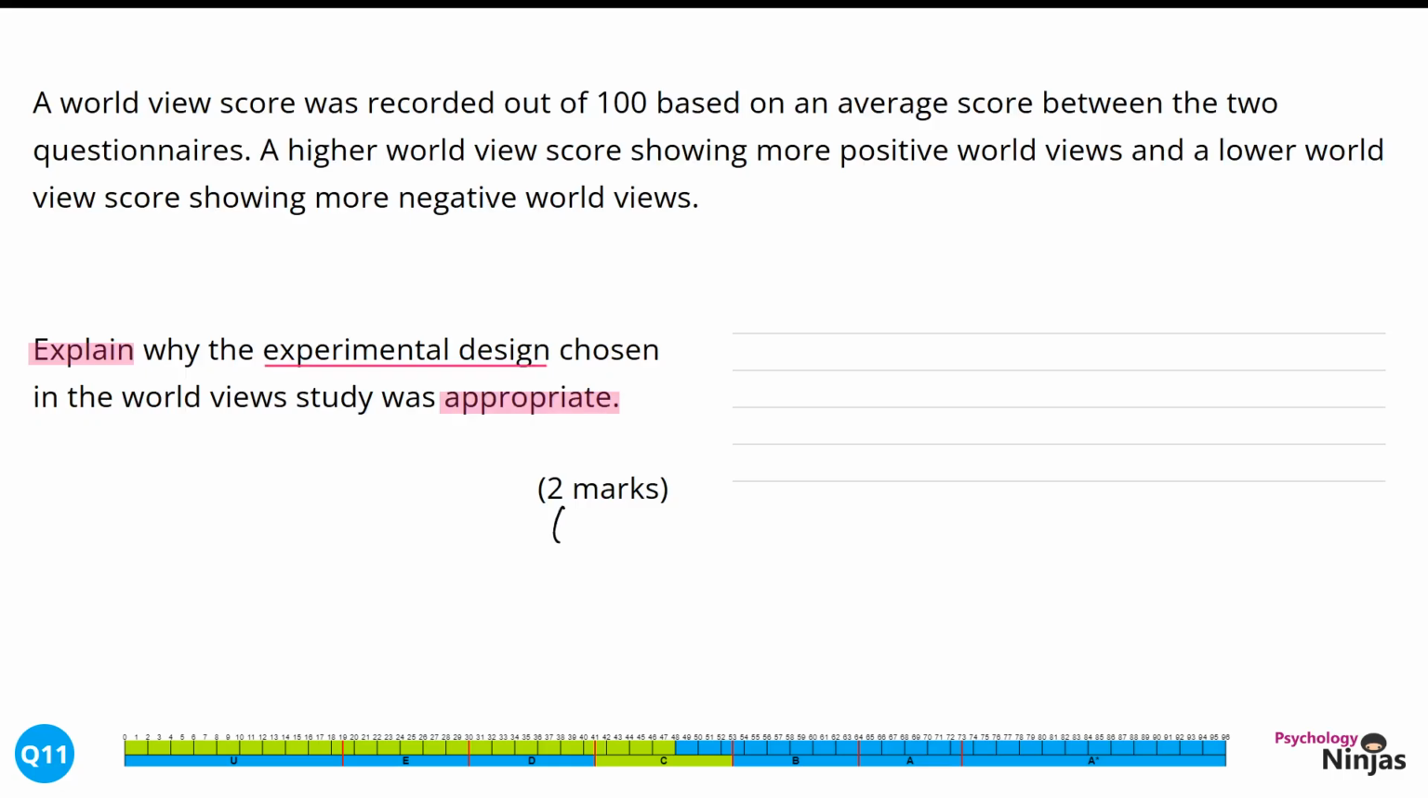One of our marks is identifying why that particular experimental design is appropriate for this particular study. This means it needs to link back to the worldview study. So this identification mark is actually an AO2 mark. We then need to justify why that is appropriate. So giving that a link back to why this particular design would be appropriate for the aims of this particular piece of research. Let's break down a response.